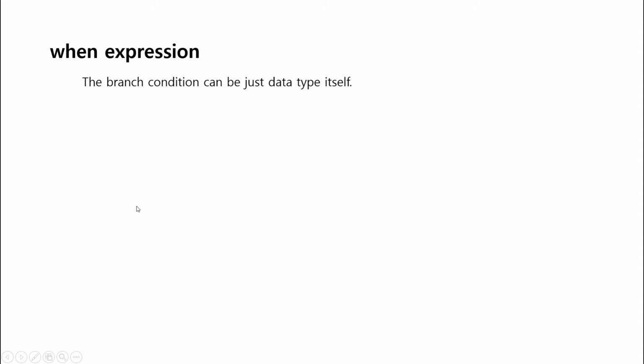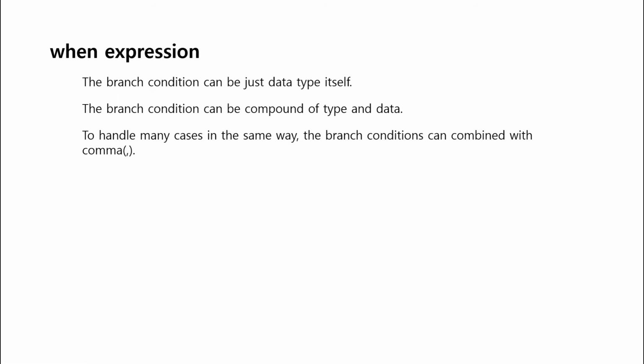The branch condition can be just a data type. And we can use type and data together for the branch condition. And also we can have multiple conditions combined with comma. And also we can use a range too.